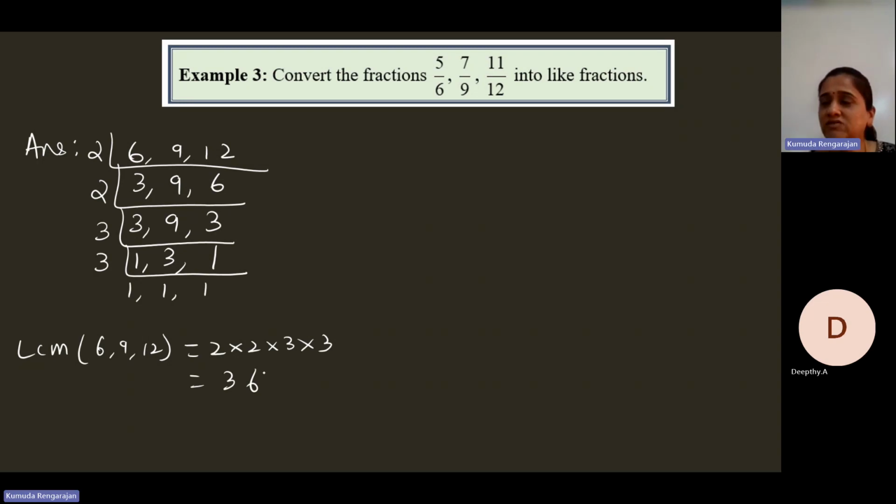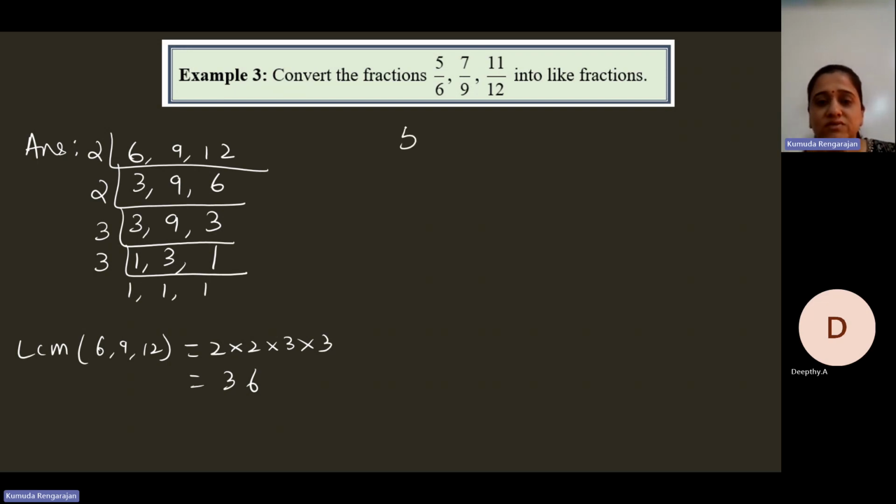Now, like fractions means all the fractions must have the same denominator, and that common denominator is the LCM. What do we mean by like fractions? All these three fractions must show the same denominator. Now they have different denominators. So what is that same denominator? LCM. So first find the LCM. Now we found 36. Now all three fractions should show this denominator 36.